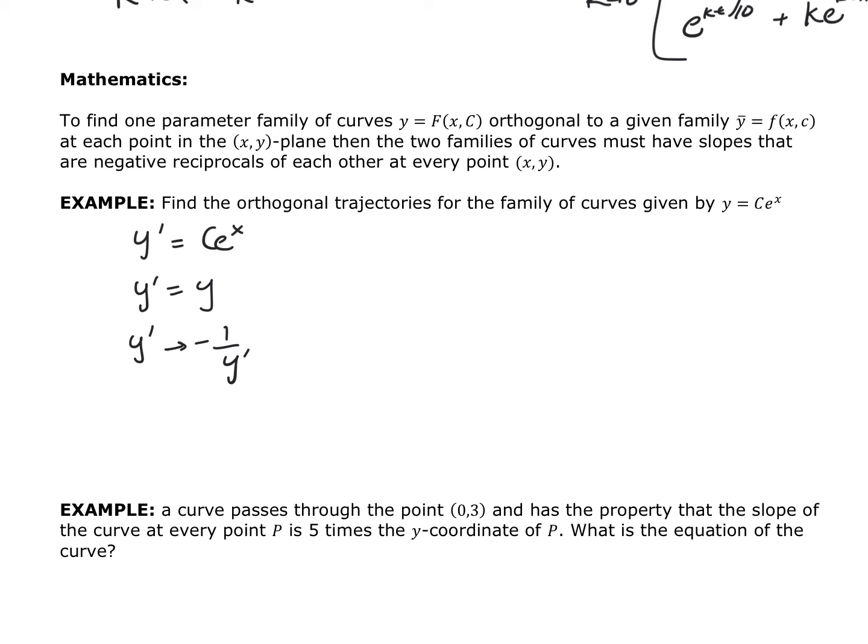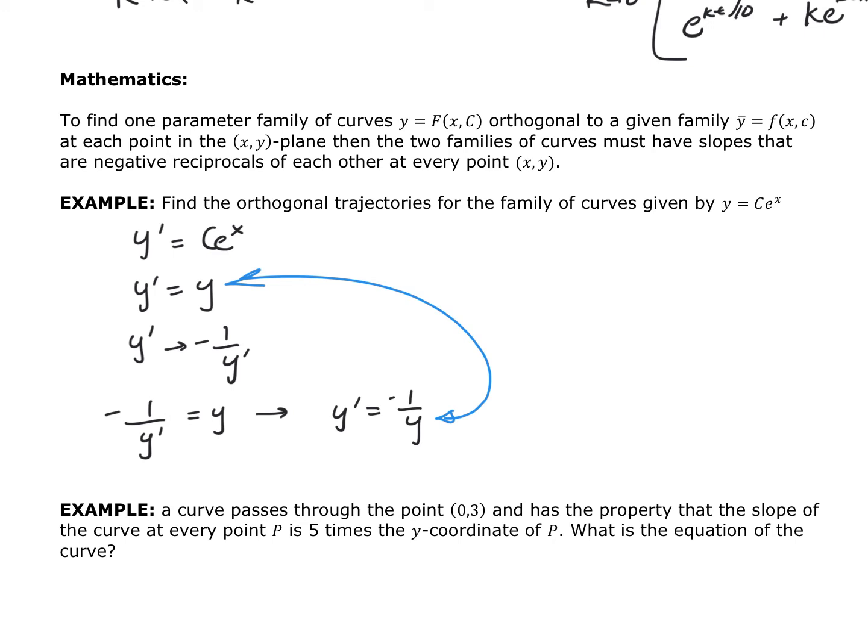And so I have 1 over y prime is equal to negative y. This then becomes y prime is equal to negative 1 over y. And so I have a differential equation that is orthogonal to my original one. So I want to find the general solution for this. When I dropped my negative, man, look at that. It should be negative because I want to have them negative reciprocals. And so this becomes a negative here.